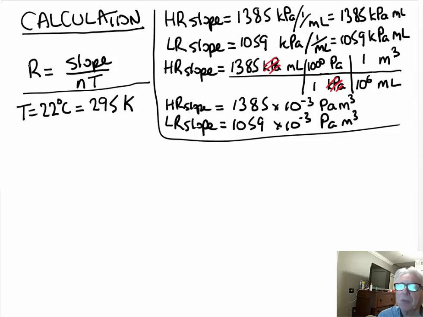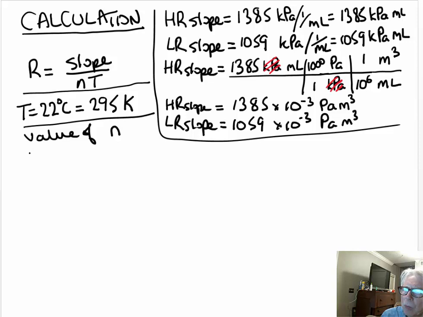Can you see T's on the bottom? So if T is bigger than we think it is, then R that we get will be smaller than we think it is. So we get a value that's too small. And then the next bit is we've got to work out our N, the value of N, the number of moles. Well, let's have a look.